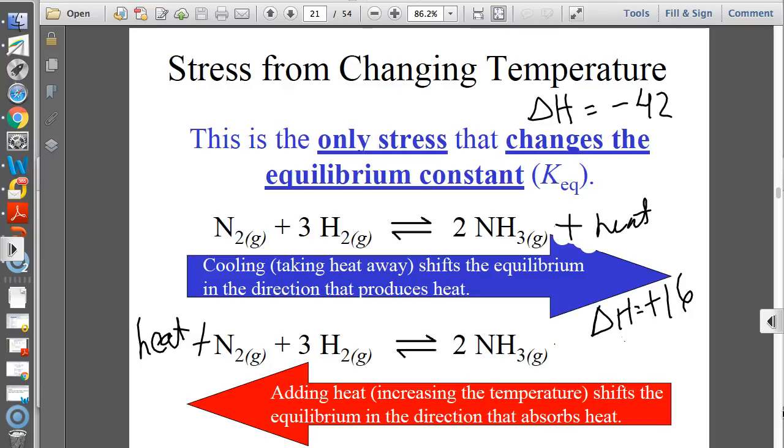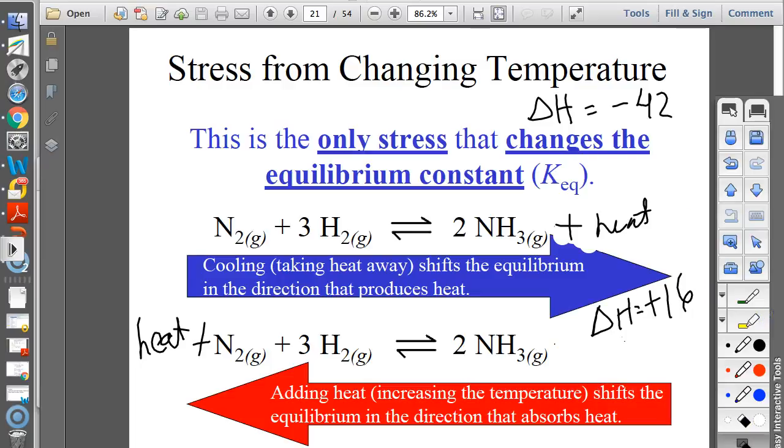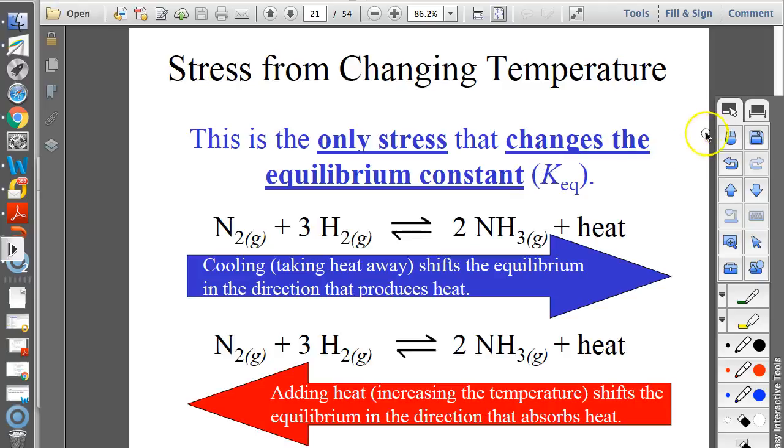If you don't take the 3 seconds to write the word heat on the right side, you'll get these wrong every time. But if you write it down and just pretend like it's sodium chloride or something, you'll be all right. Just trust me. Draw a number line, write the word heat, take your time. All right, so you add heat, it's going to shift away from heat. If you cool the temperature, it's going to shift toward heat.